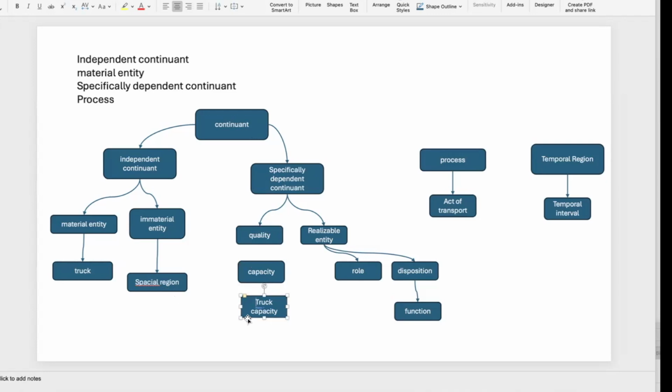Off of qualities, we need something like capacity and then something like truck capacity. If we're only caring about a fleet of trucks, we need realizable entity because trucks are going to have roles, and they're going to have dispositions because trucks are going to have functions, like the function of transport. And then we need process because we need something like active transport. I had a hard time thinking like BFO and not in the CCO world. So these truck and CCO, these aren't CCO things.